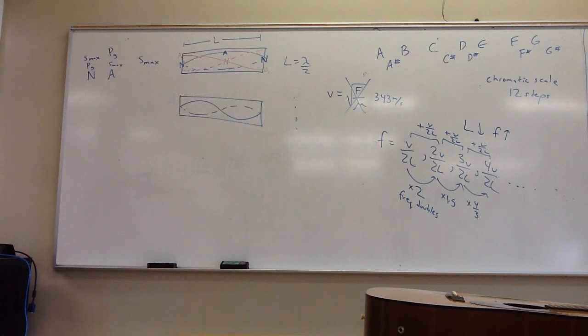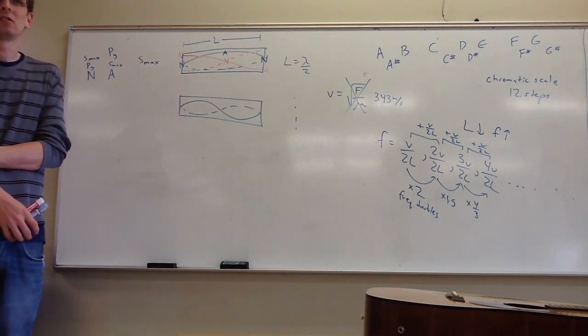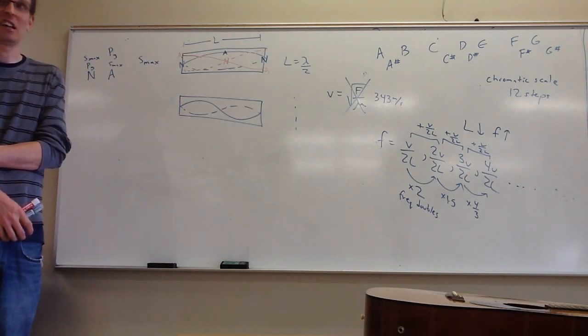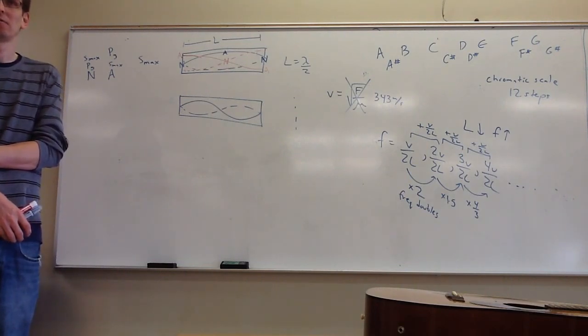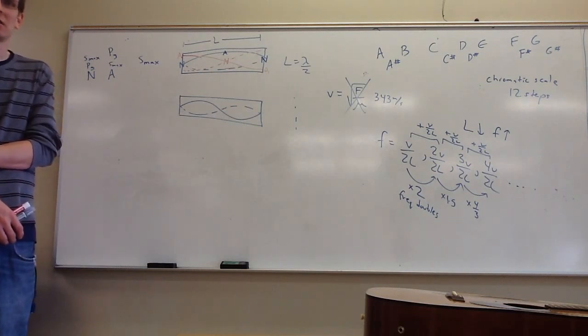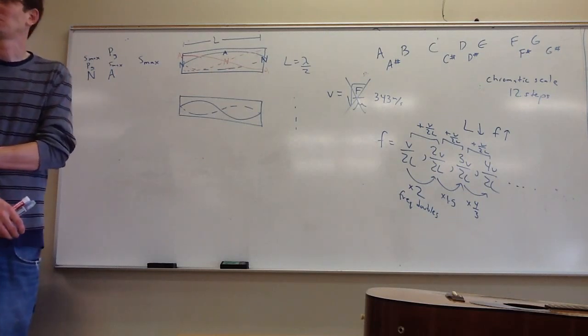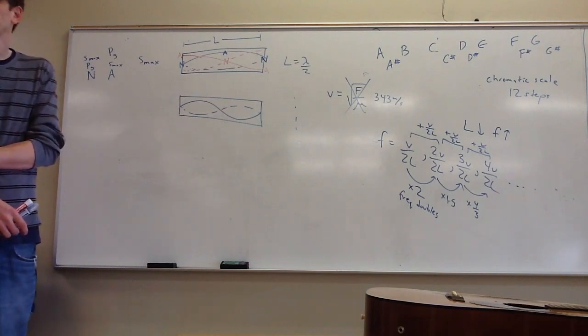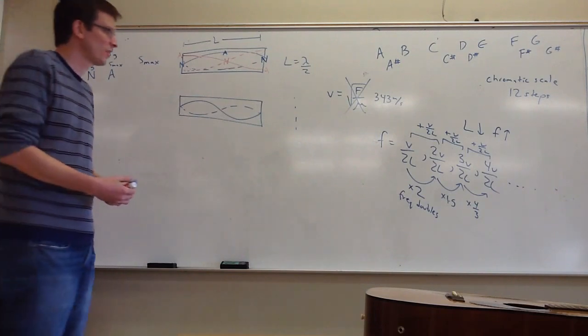If I switch the nodes to antinodes and the antinodes to nodes, how much of a wavelength is that? Still a half, right? It's still a half a wavelength. It doesn't change anything if you flip perspectives, right? Doesn't matter. The formula is still the same.